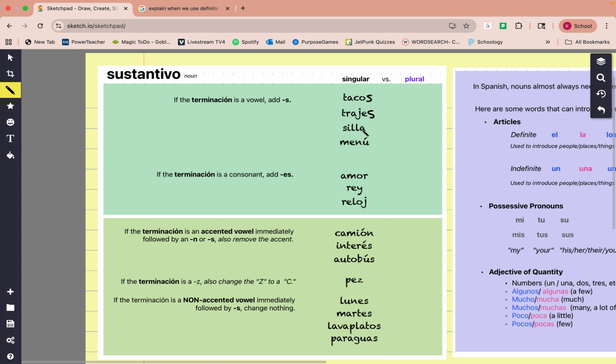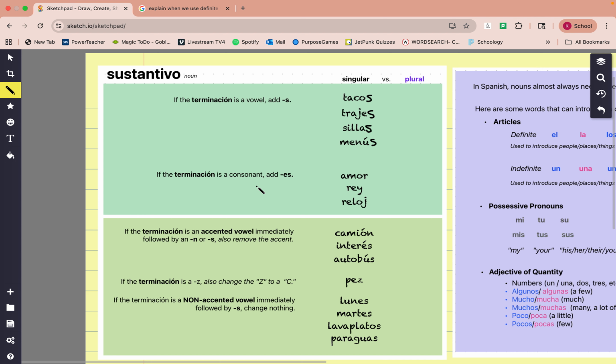Next we have silla, that's what you sit in. But if we have many students in the class, we will need multiple sillas. And if you go to a restaurant, you may ask for un menú. But if you have a big family, you may need multiple menús. Simple enough.